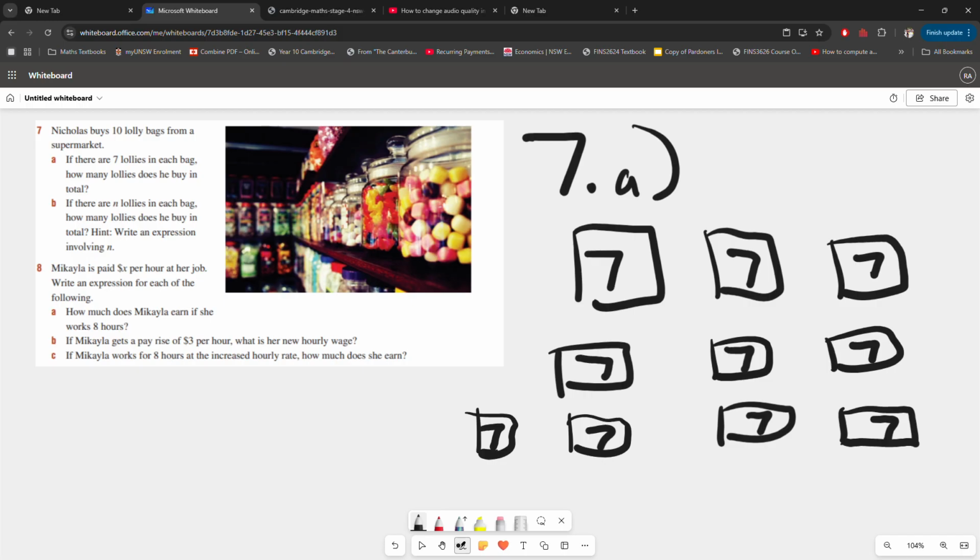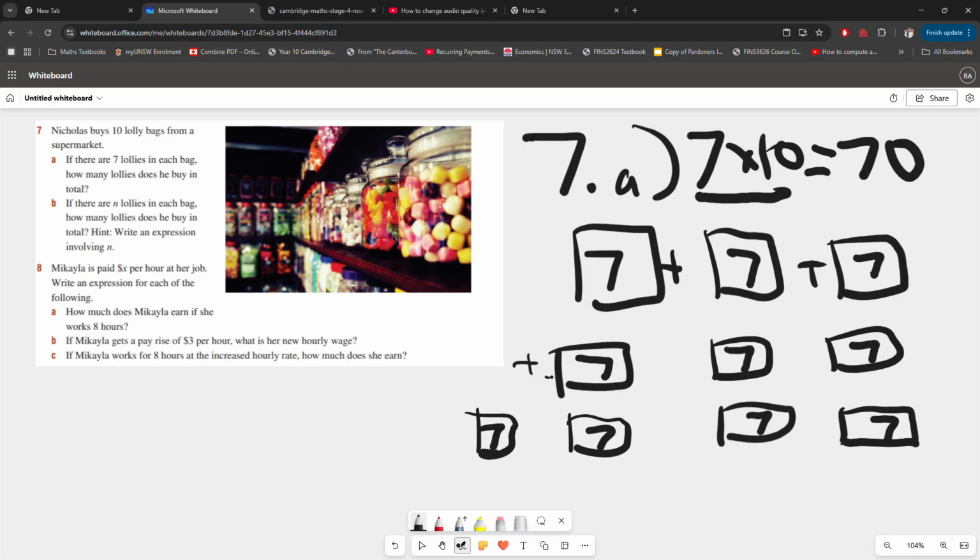So how many lollies does he buy in total? Well, if we want to find the total, we could add, right? You could just do 7 plus 7 plus 7, etc. However, there's a faster way of doing it. We could just do 7 times 10, right? There's 10 lots of 7. If you think about it with rows, there's 10 lots of 7. So 10 lots of 7 is 7 times 10, so 70. That's the answer for A.